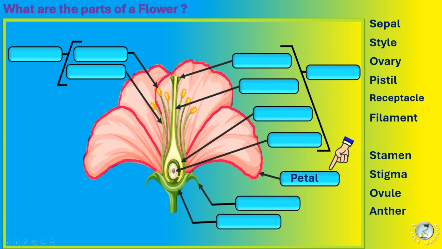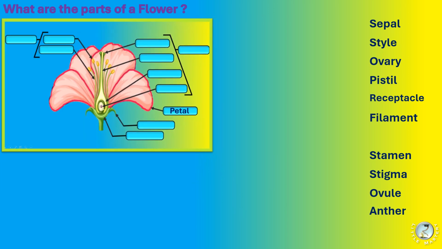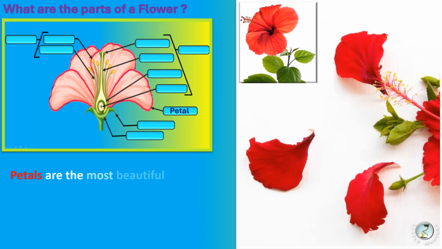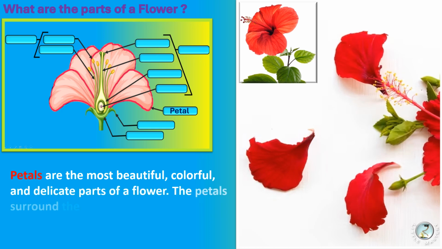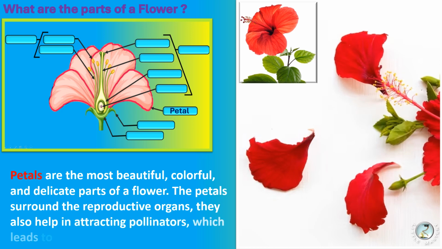Petal. Petals are the most beautiful, colorful, and delicate parts of a flower. The petals surround the reproductive organs. They also help in attracting pollinators, which leads to the process of pollination.